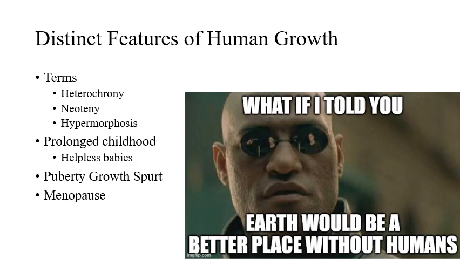There's a couple different terms we should know. Heterochrony is the timing of an appearance of a trait is changed during development. Neoteny is a slowing down of the rate of development, and hypermorphosis is a prolonged development that leads to magnification of the trait.